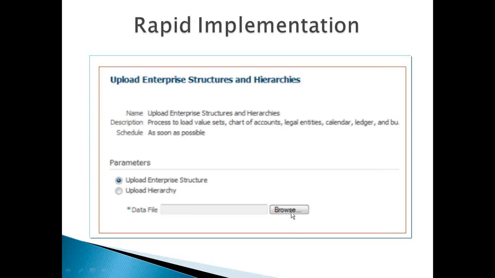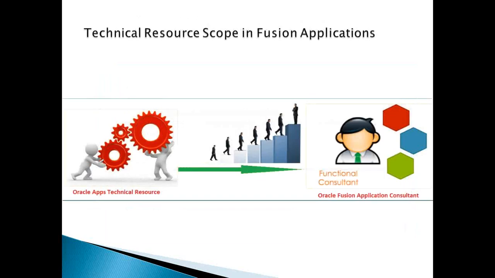We have a browse option. The file in which you entered data, you can browse and submit. It will get uploaded into the system. Then you can go and see the configuration. You don't need to enter it through a manual process. And the other point to discuss here: what is the scope for technical resources in Fusion applications? Very less, we can say.